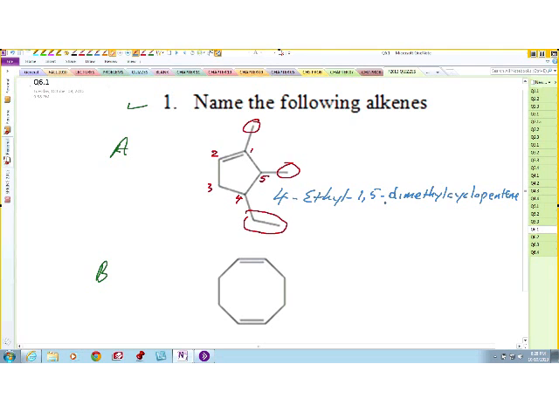When you have a cyclic molecule, a ring system, if you only have one double bond in the molecule, you do not need to indicate the position of the double bond, because you assume the double bond will be in positions one and two. Okay, so let us go to the next one.